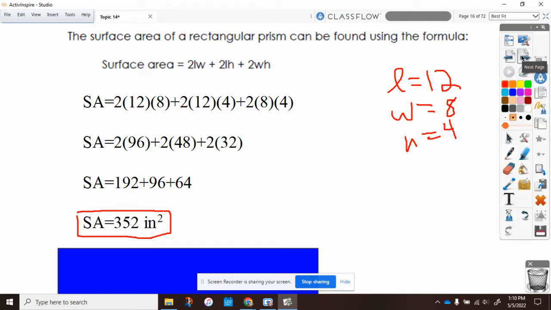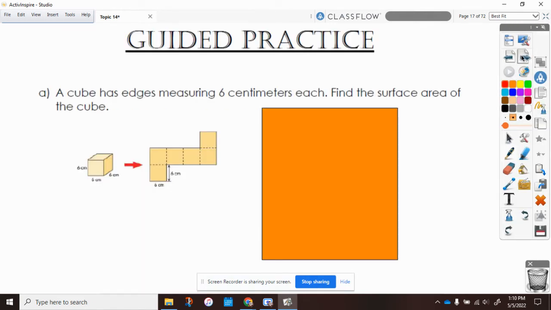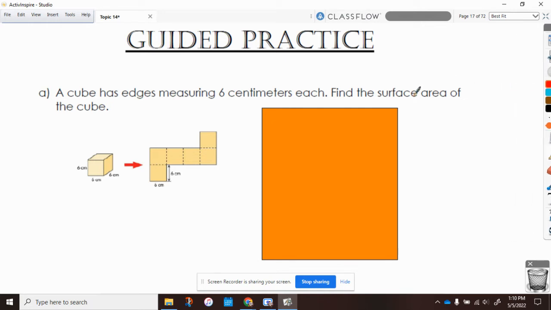For these next two problems, problems A and B under guided practice, I want you to pause the video and look at them yourself. Okay, try those problems out yourself, and you can pause the video right now and come back and then check your answer.